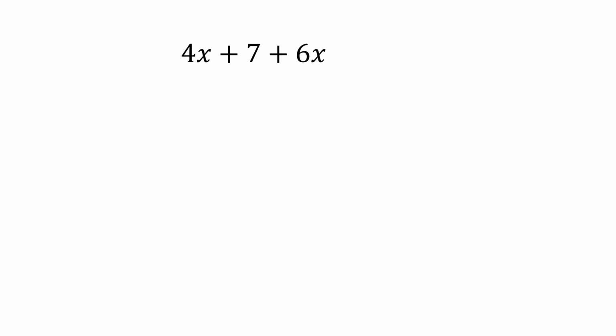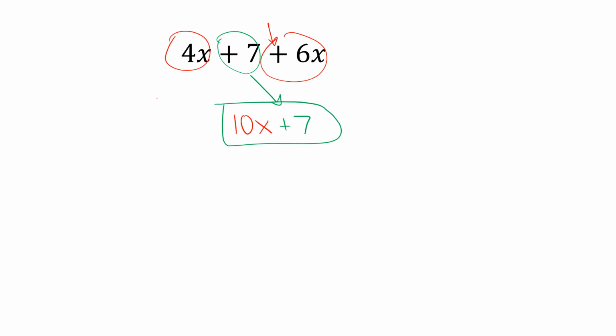All right, another combining like terms. Notice I circled the plus right in front, so it's going to be 4 plus 6. 4 plus 6 is 10x. And then this right here, plus 7, gets written right there. Plus 7. Bada boom, bada bing.